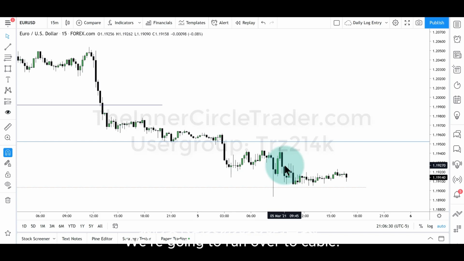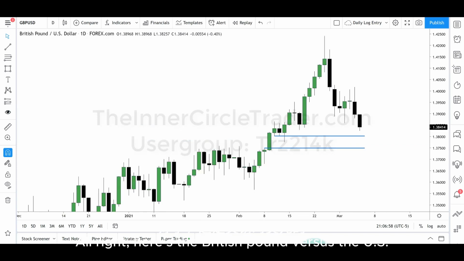Run over to cable. All right, here's the British pound versus the US dollar, or cable, daily chart. Buy side imbalance, sell side inefficiency here. So we have that also as a downside draw on liquidity still. We have a volume imbalance. It trades up into here on Thursday and then breaks down.